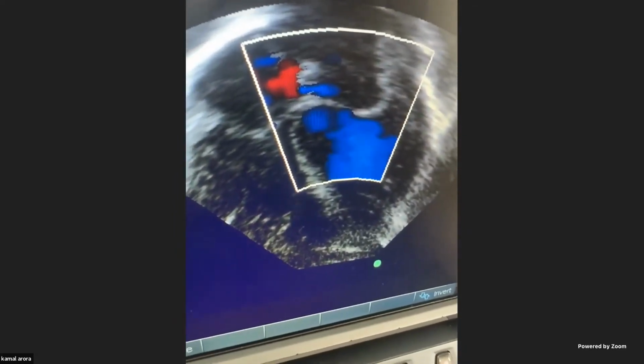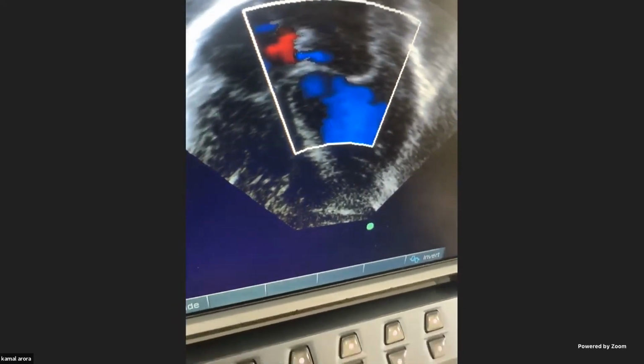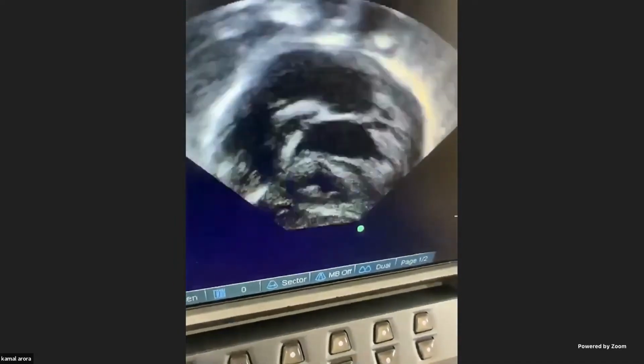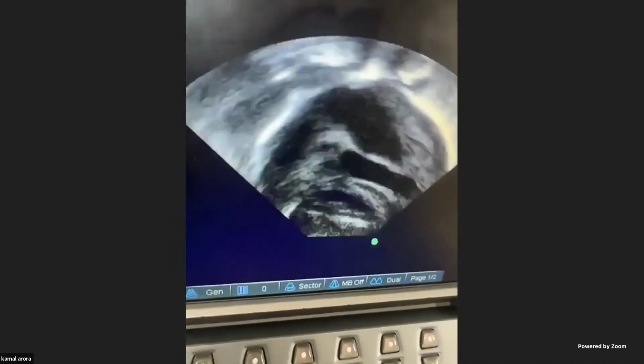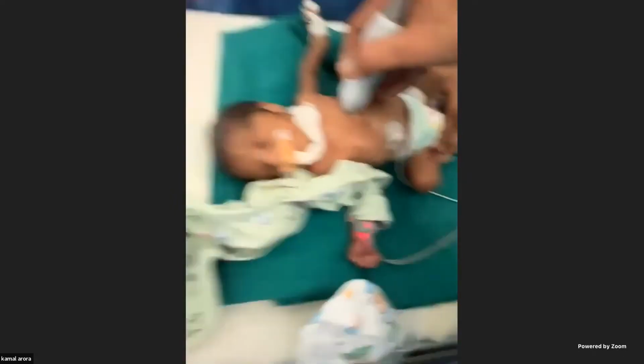Fine. And the third parameter, what we are seeing now, is the pulmonary over-circulation parameters. I'm just doing what Sir has just taught you. So go in the 5-chamber view.